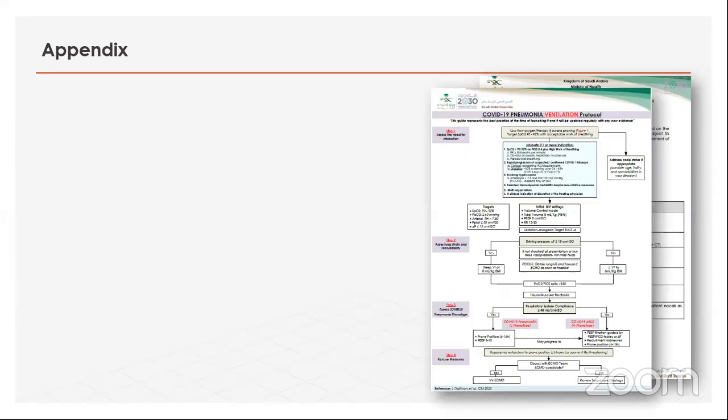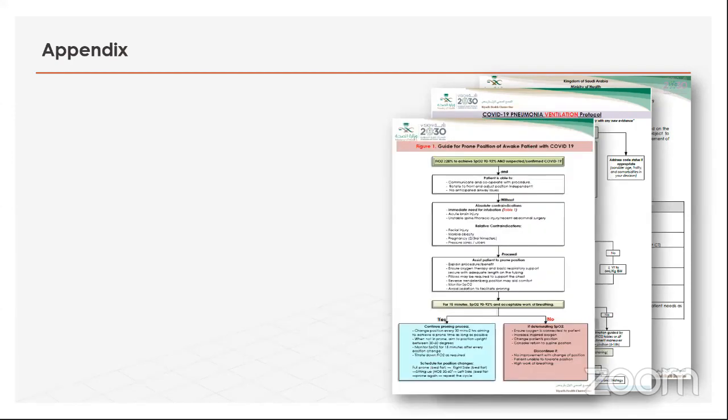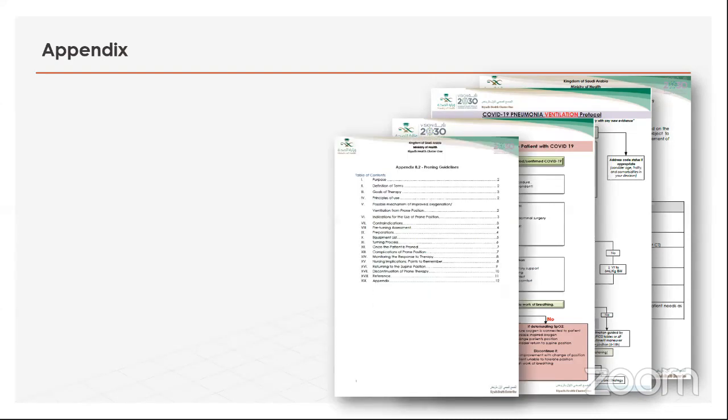This protocol, we will discuss it tonight, the COVID-19 ventilation protocol. And the guide for prone position of awake patient of COVID-19 with steps and inclusion-exclusion criteria. And then you will find in the appendix a guide for proning, the usual proning for intubated patient, including around 12 chapters for everything about prone.